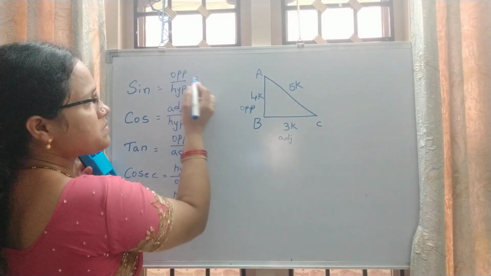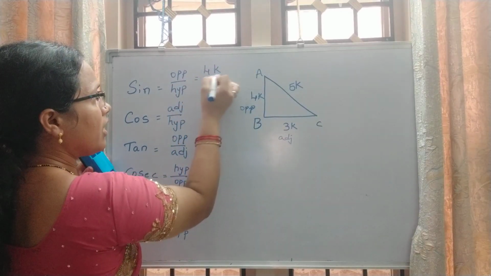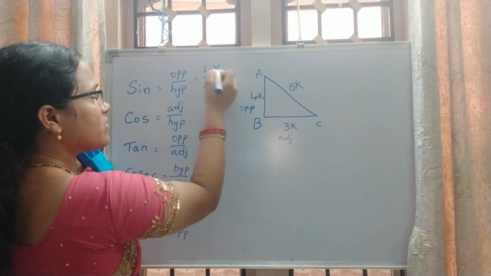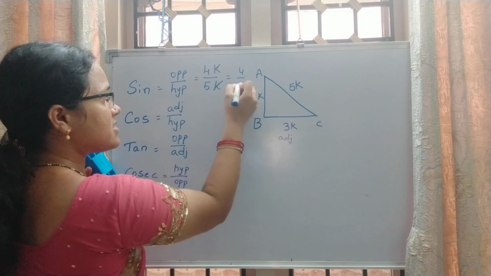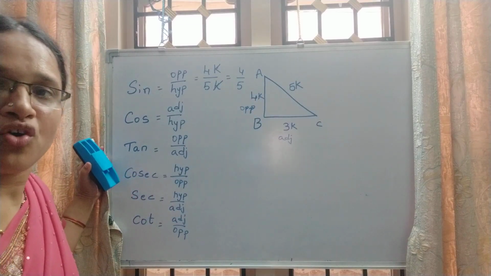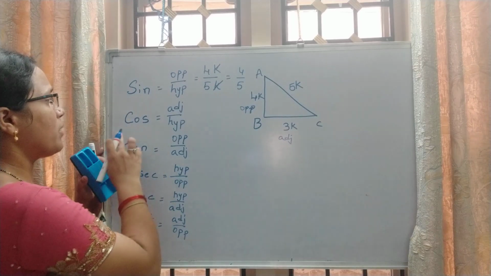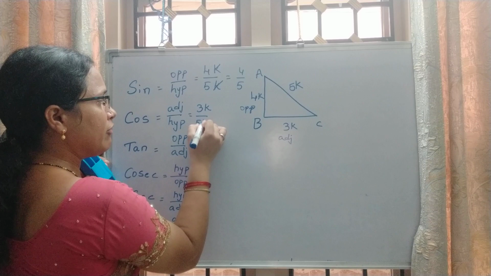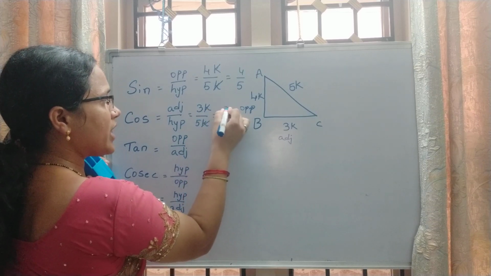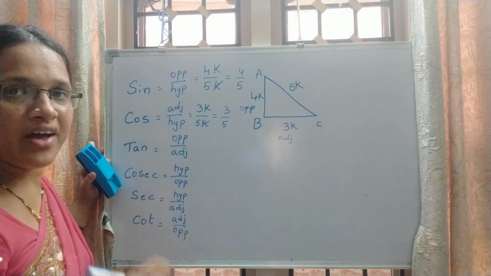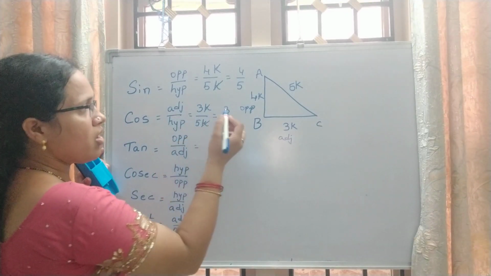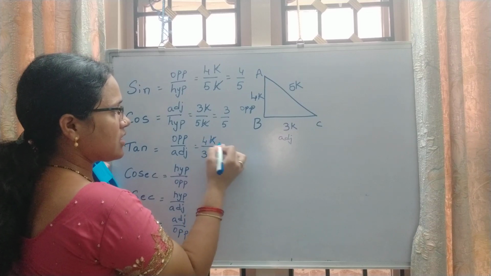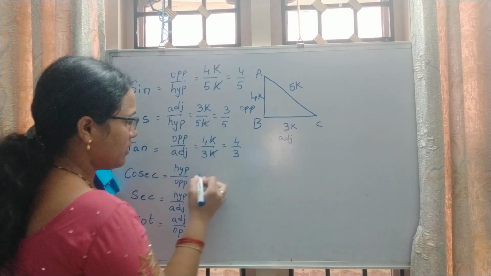Now opposite. Opposite means what? 4k by hypotenuse 5k. So if both the k's get cancelled, what is the ratio? 4:5. That means 4 by 5. Now come on, cos. In a similar manner, adjacent. 3k by 5k is equal to, if you cancel them, 3 by 5. Next, writing tan. Opposite, 4k by 3k. The k will get cancelled. It will become 4 by 3.